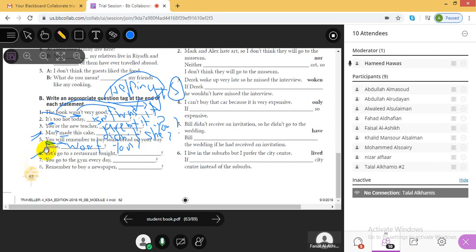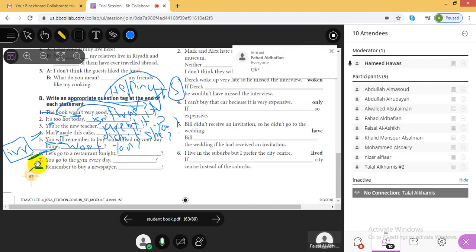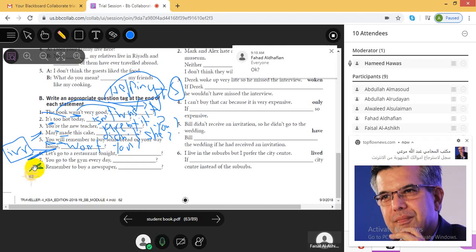In number 6 and number 8, it's irregular. What I mean by irregular, it doesn't have a rule. You must know it like it. In number 6 and number 8, it's irregular. Okay? So you don't know how to use the rule. You must know it like it.